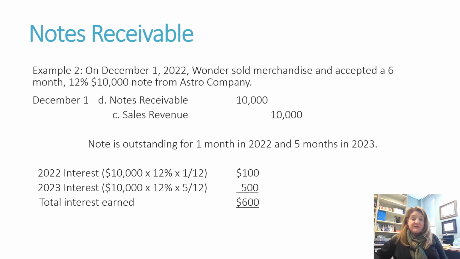We're going to say 10,000 times 12% times 1 over 12, or we could have said 30 over 360 there, it would be the same thing. And then 2023 interest is going to be 10,000 times 12% times 5 over 12. So we're earning a total of $600 in interest, but some of it needs to be recognized in 2022 and some of it needs to be recognized in 2023.